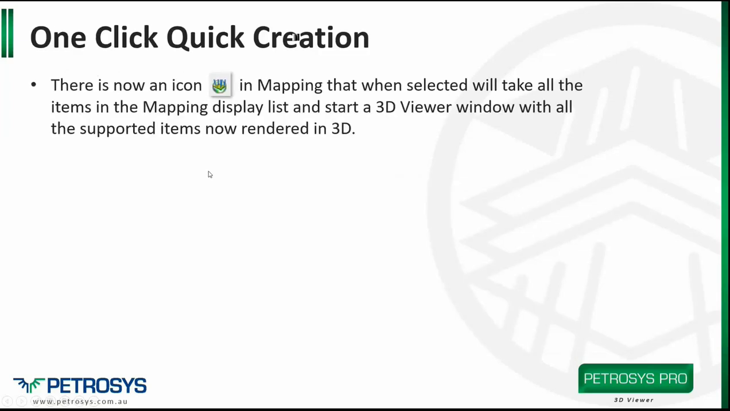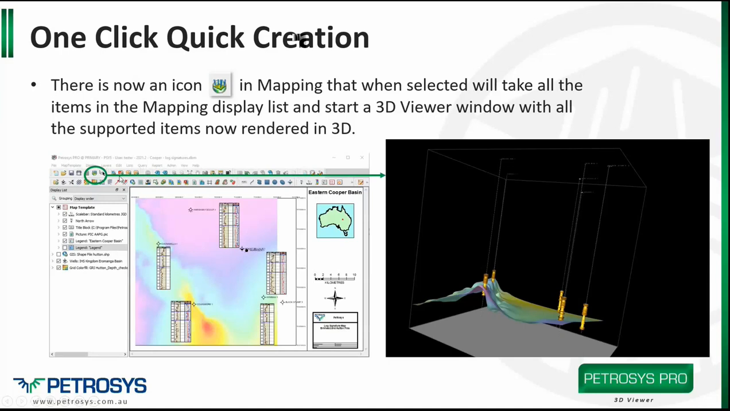We have a one-click creation now. So in Petrosys mapping, we have this icon at the top of the mapping toolbar, and when we click on that icon, all of the supported items in the display list will be opened up and displayed in the 3D viewer. So you click on this little icon at the top of mapping, and that'll open up and display our wells and our grid that we have displayed here in mapping, to display those in the 3D viewer.